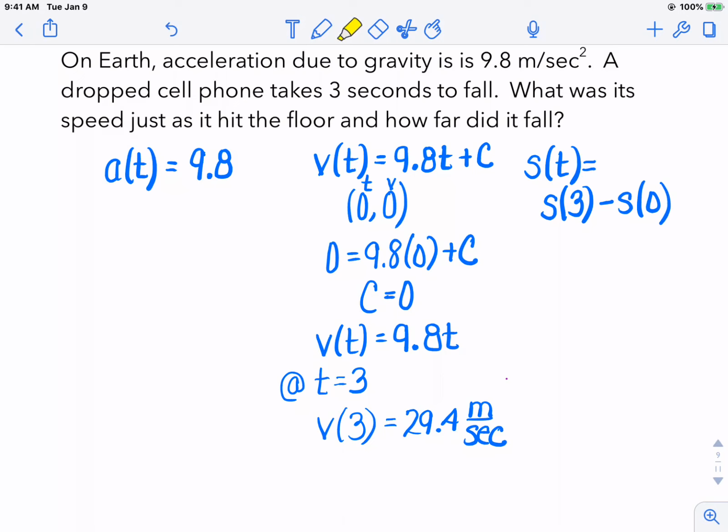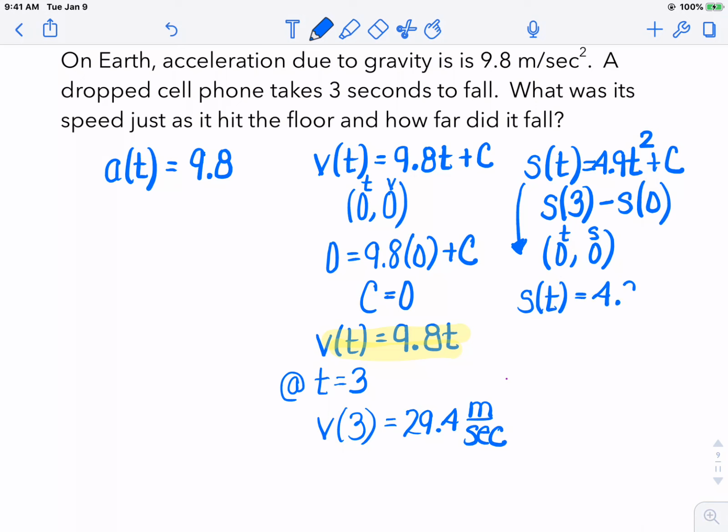So I need to think about whose derivative was 9.8 t. It definitely came from a t squared function, and then the 9.8 must have come from 4.9 times 2. Got to say plus a constant to be general at the moment. And then I do also know that at time 0, the distance that this had fallen, or its position, was 0. So again, I can plug those two values back in to get that specific s of t having a constant, in this case, of 0.